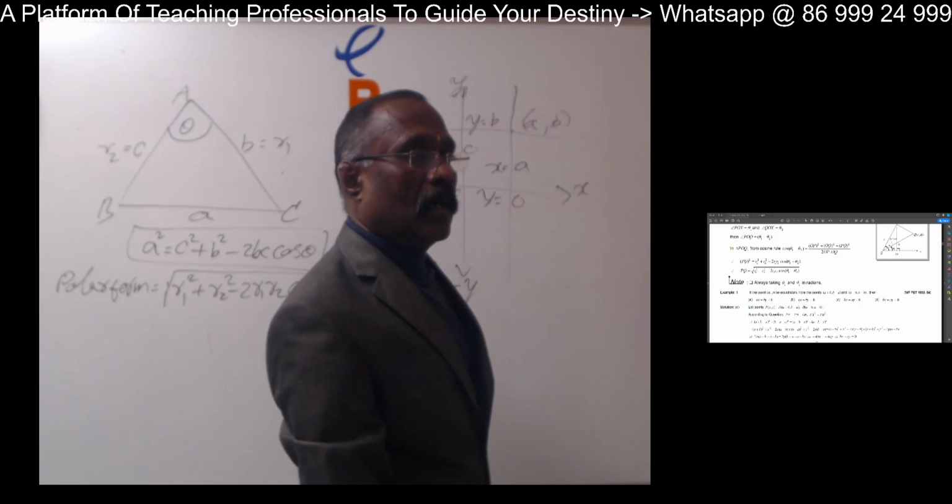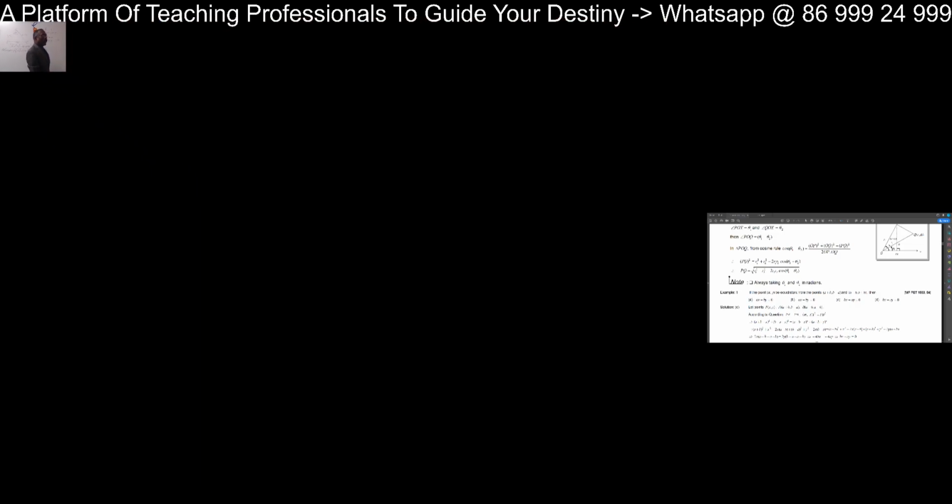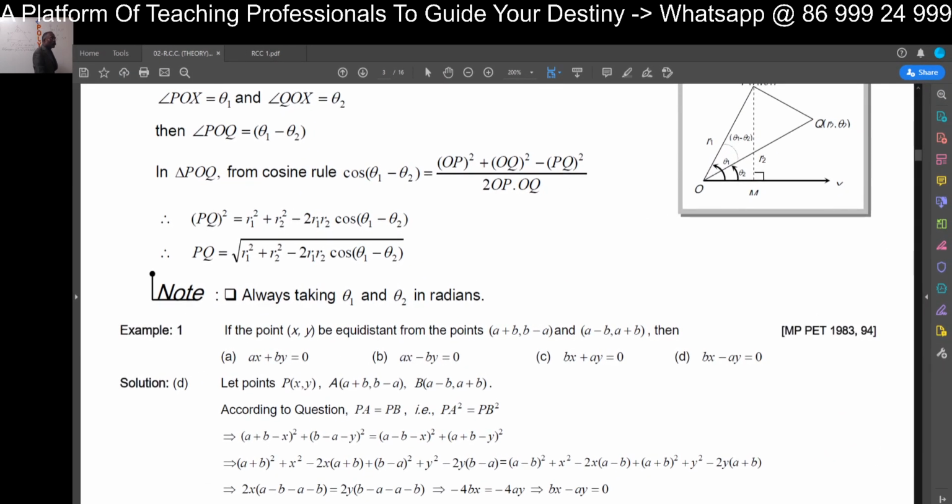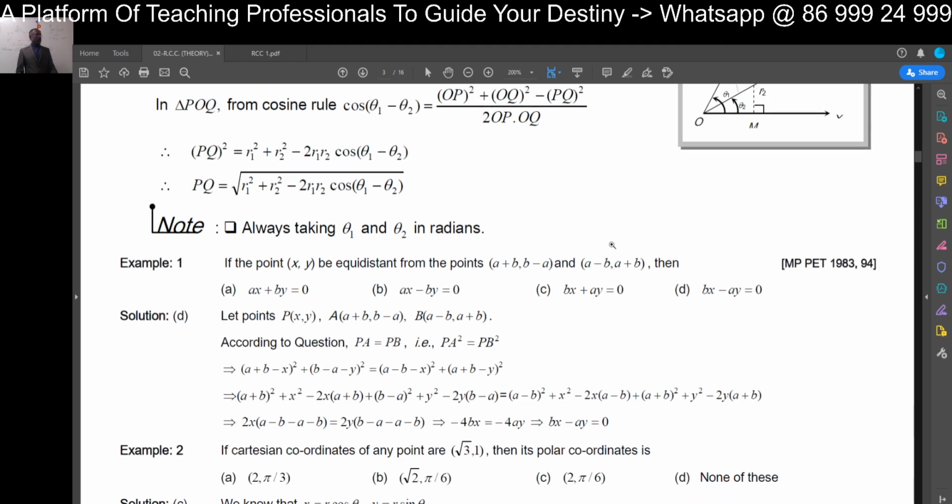See here, after learning the polar form, let us now see the applications of it. That is what I mean by application, that is problems, simply problems. Let us see the problems here. If the point x y is equidistant from the points a plus b, b minus a and minus b, a plus b, then whatever the options given there, we have to say that it is nothing but the locus. Locus I did not discuss so far because I said it is an introduction.